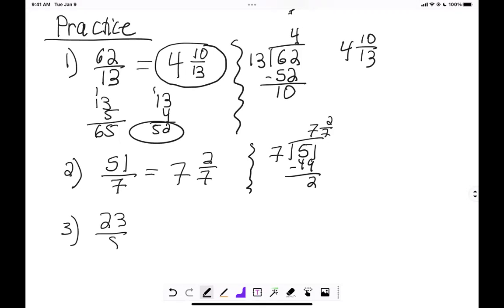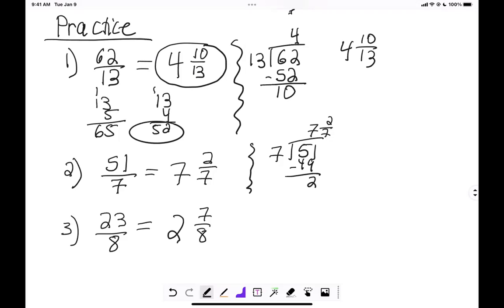23 over 8. Okay, let's see. How many 8s can I get out of 23? Well, 8 times 3 is 24. That's too many. So it has to be 2. How many is that? That's 16. So how many are left over? 16, 17, 18, 19, 20, 21, 22, 23. I think that's 7 left over. 2 and 7 8ths.